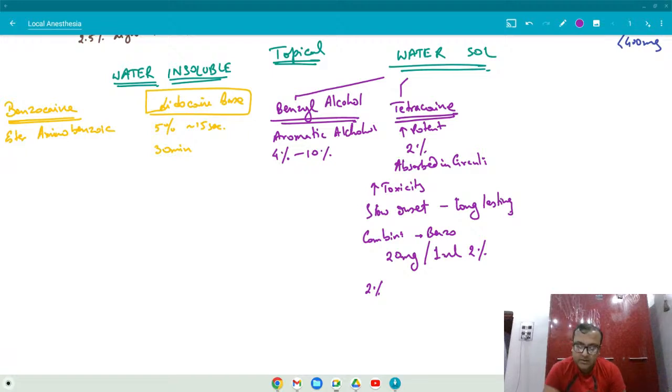Getting it? Suppose 2 gram in 100 ml. So in 1 ml, how much is present? It is 0.02 gram. So 0.02 gram, if you convert it into milligram, how much should it be?